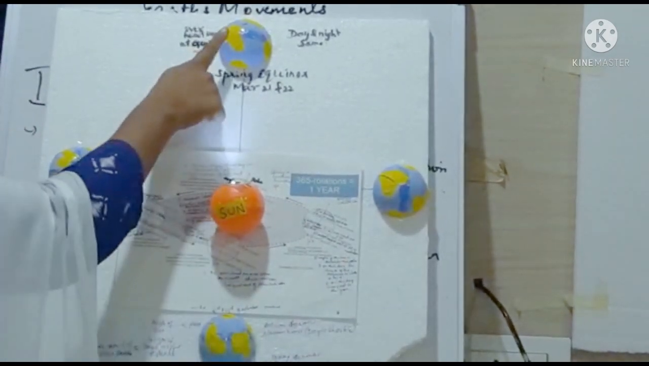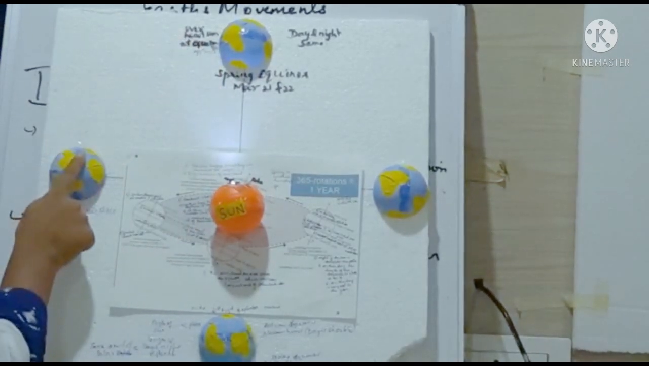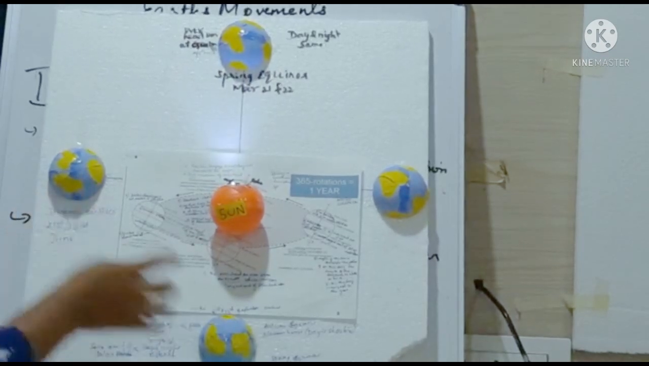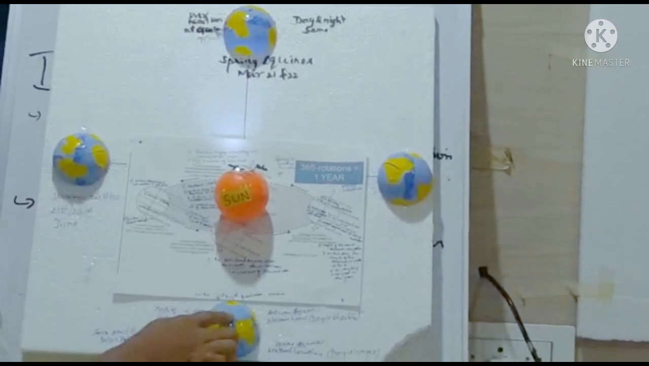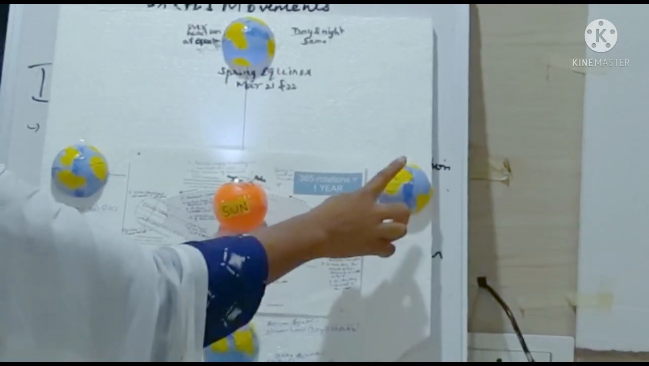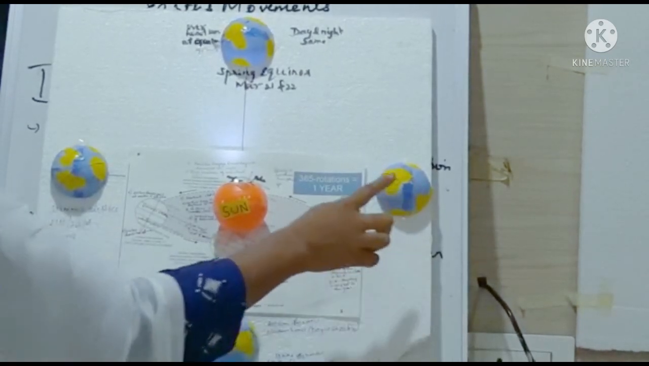In March, the sun shines directly over the equator, while in June, the sun shines directly over the Tropic of Cancer in the northern hemisphere. Then in September, again on the equator, and in December, as we all know, it shines over the Tropic of Capricorn in the southern hemisphere.